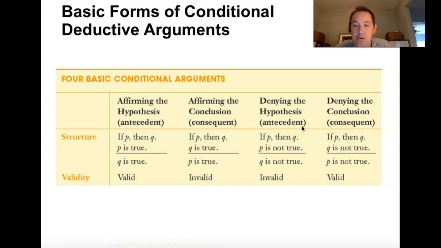And the last one, denying the conclusion, which is consequent. If P, then Q. And the second premise is that Q is not true, so the conclusion is that P is not true, and that's valid. So you'll notice that a couple of these have the same names. And this is kind of an analog of the relationship between conditionals and their different forms, right? So inverse, converse, contrapositive, and how a couple of those are logically equivalent to each other. So a couple of these argument types are also logically equivalent to each other.